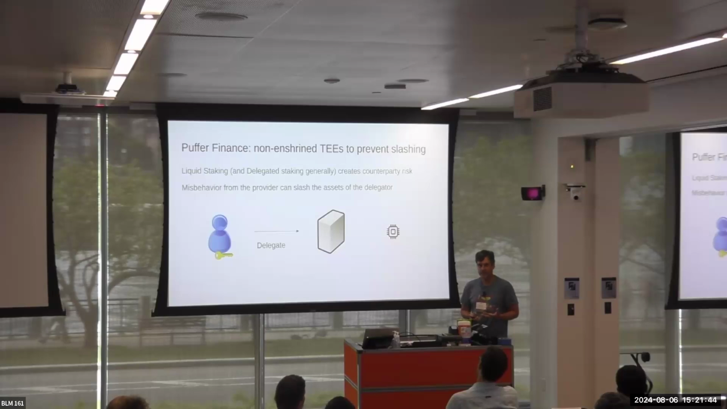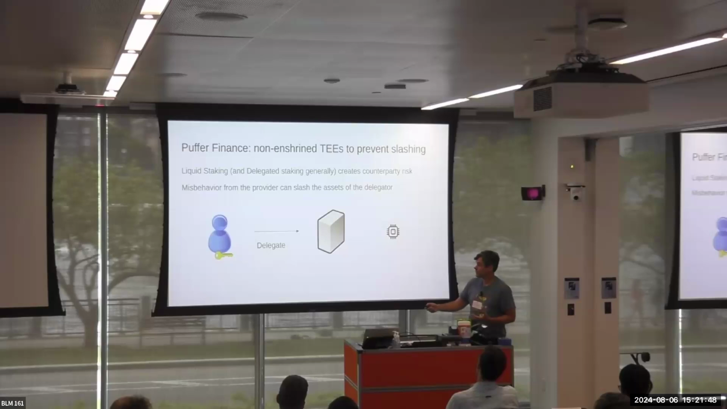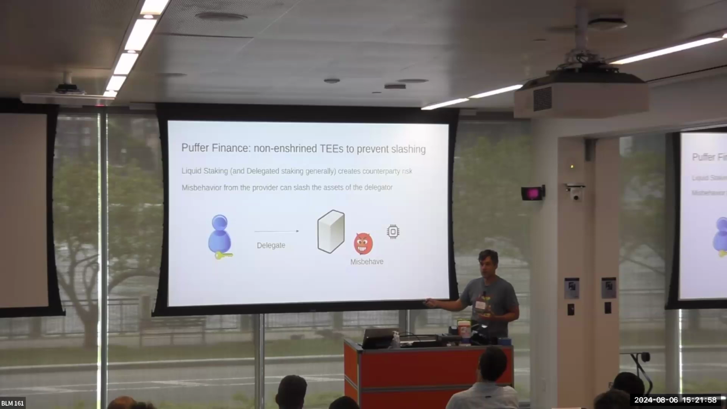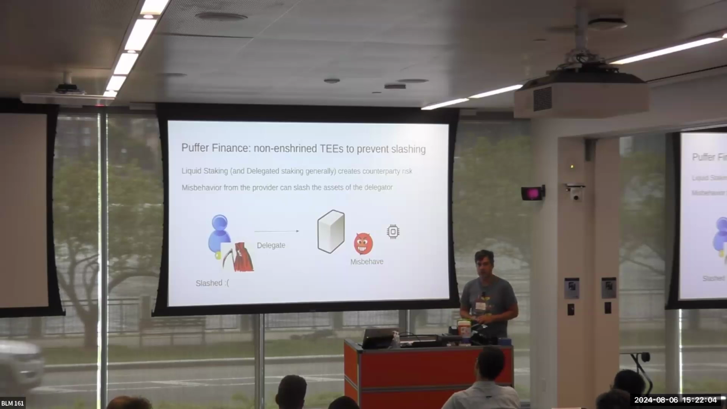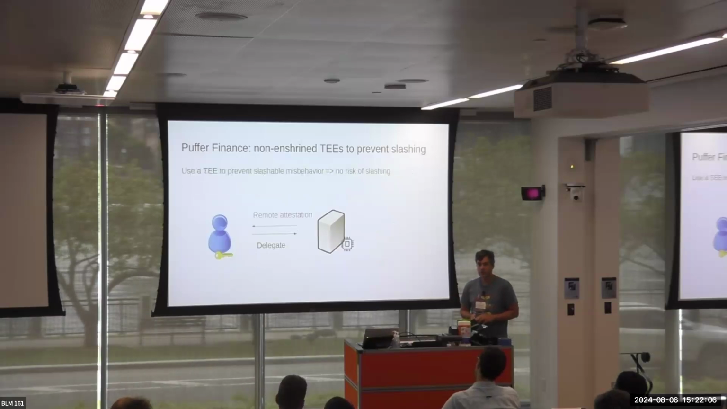You've maybe heard of delegated staking or liquid staking providers. These introduce a counterparty risk. The idea is that you're a validator, but you don't want to do the work yourself, so you delegate your signing authority to some staking provider. Now the staking provider could misbehave, and if they misbehave, then you get slashed. Your principal gets slashed because of the misbehavior of the party you delegated to. So what can you do?